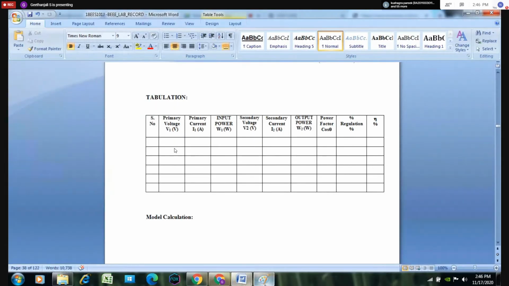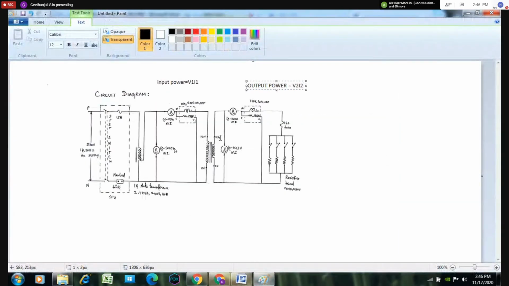What about the ratio? Ratio means primary voltage to secondary voltage. What is the ratio? 230 divided by 115. What is the value? 230 divided by 115.